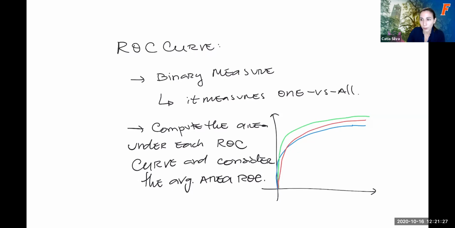Okay, any questions about this? So Andrew, yes, ROC curve is good when we're performing one versus all. So we're performing one class versus everything else. And this is particularly useful when we have imbalanced data sets, right? So when we have one class that has a much smaller number of samples than other classes, right?